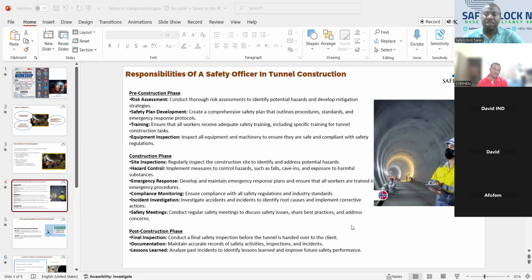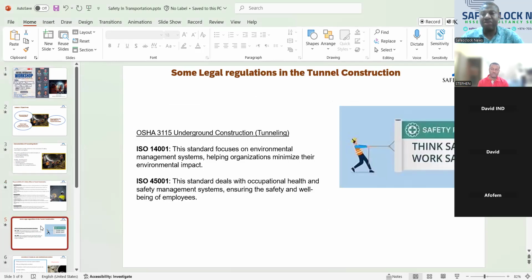Then for documentation, he will ensure that the documents are all accurate and are kept for as long as they should be. Now, if there are some lessons learned or performance evaluations, then he can be part of this. Okay, so let's look at a few legal regulations that are applicable to tunnel construction. We have OSHA 3115, which is for underground construction of tunnels.